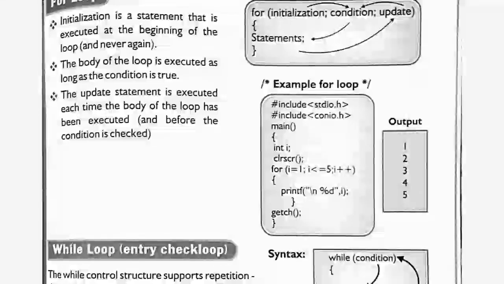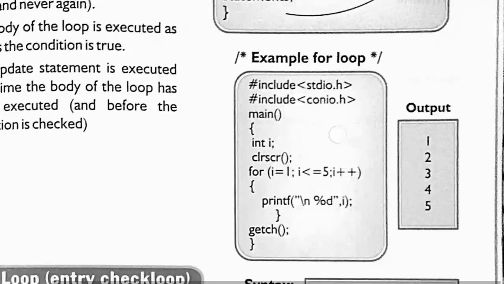Here you can see that they have given another example. for i = 1; i <= 5; i++. Here i = 1 is the initial value, i <= 5 is the test condition, and i++ is the update statement. So here they are printing the values from 1 to 5 using the for loop.